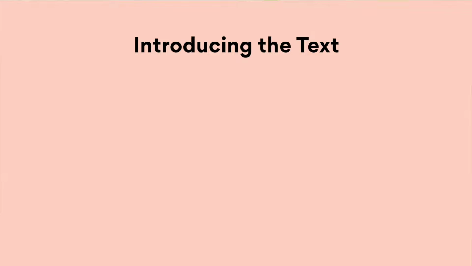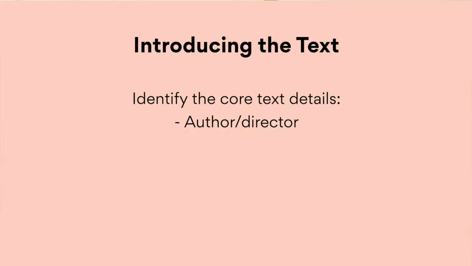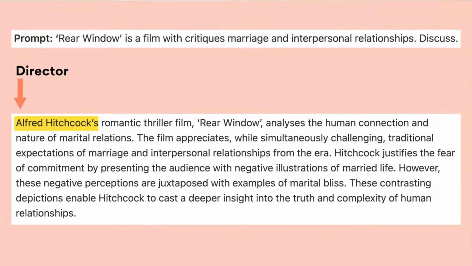I'm jealous. Alright, let's talk about the elements of the introduction that is expected of you to include. The first of these elements is introducing the text. At some point in your introduction, you should identify the core text details, the author or director, the text type, and the title. Here's an example of a Rear Window introduction. See how the director, Alfred Hitchcock, the text type, romantic thriller film, and title, Rear Window, have been clearly identified. This is what you should replicate in your own introduction.